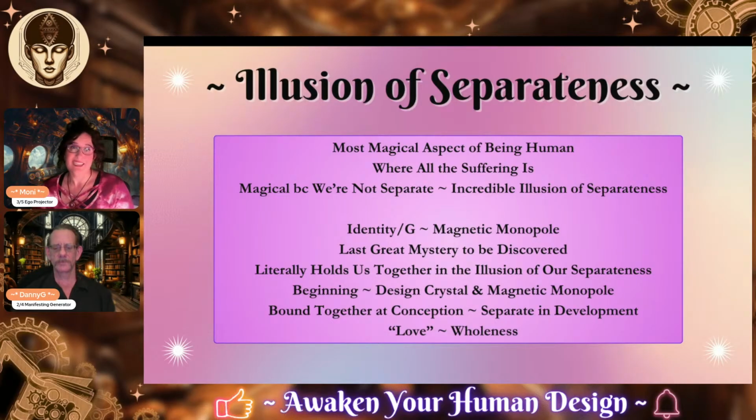So Ra explains in the beginning, the design crystal and the magnetic monopole are bound together at conception, and then they separate in development. So love is this idea of wholeness and seeking this wholeness, this union of the design crystal and the magnetic monopole. It's just so adorable because once they separate, we get to have within the illusion the aspects that we live out through this lifetime that are our appearance of disconnectedness. And we reach back into it through this act of love.